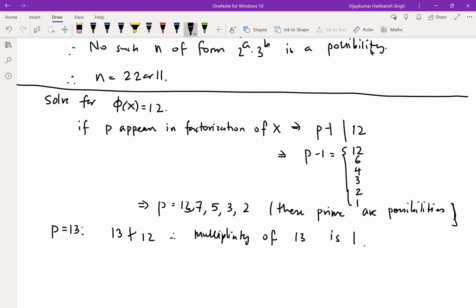Yeah, it can be at most 1. We are not sure yet. It can be at most 1. Similarly, by a similar argument, you can see that 7 does not divide 12, and 5 doesn't divide 12. So the multiplicity of 3, 7, or 5 can be at most 1.